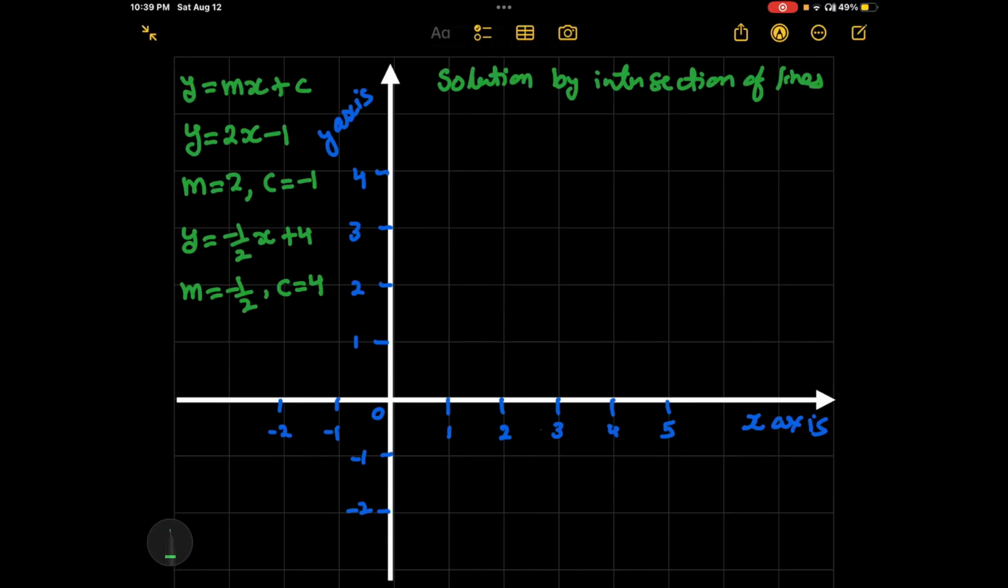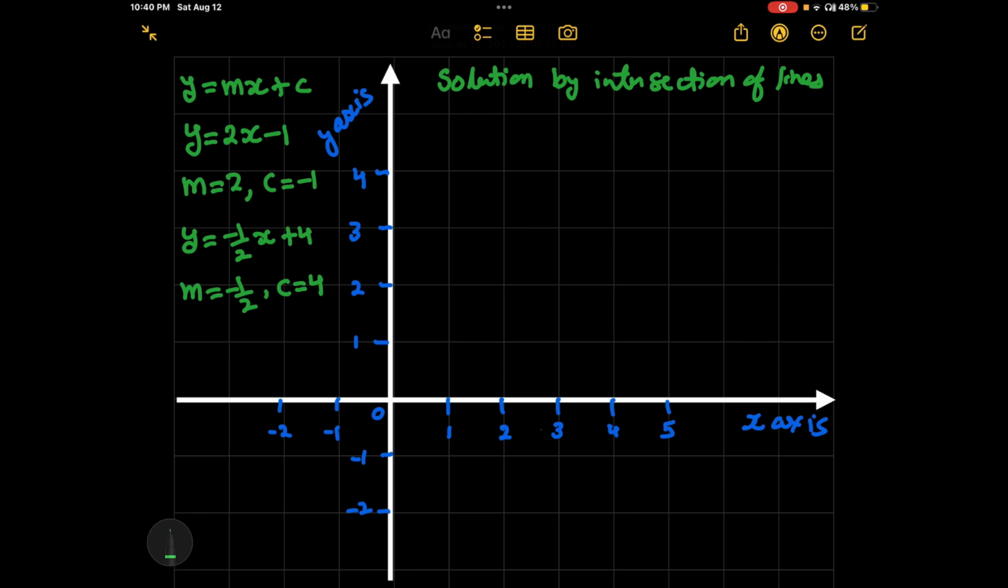Hello everyone, welcome back. Today I'm going to show you solution by intersection of lines. In the last video, I showed you how to solve a system of equations graphically. That method involved plotting two equations in the form of a line and finding their intersection. When I showed you that solution, I felt like the graph was a little bit small. So here I am doing it again on a bigger grid to more clearly show you how this solution works.